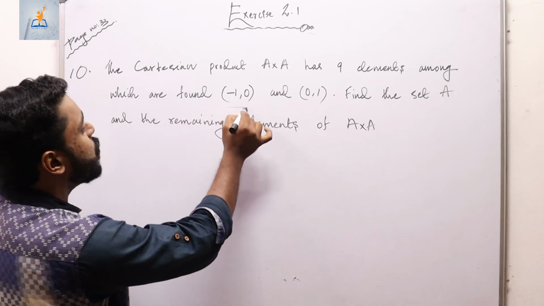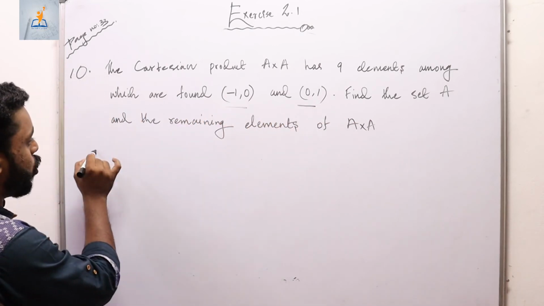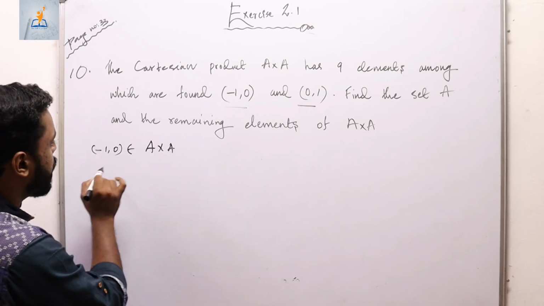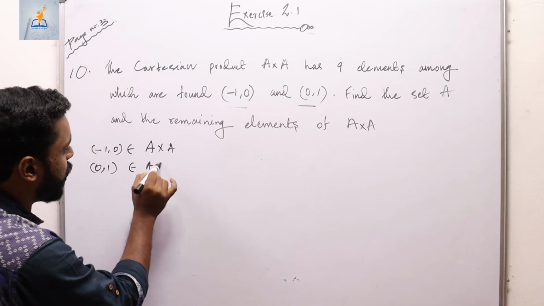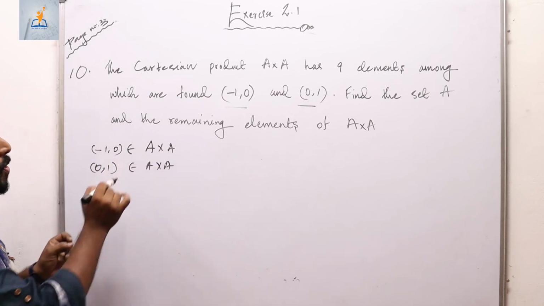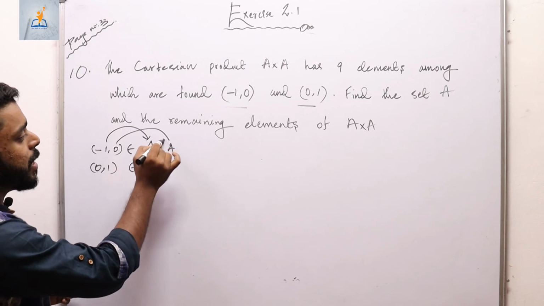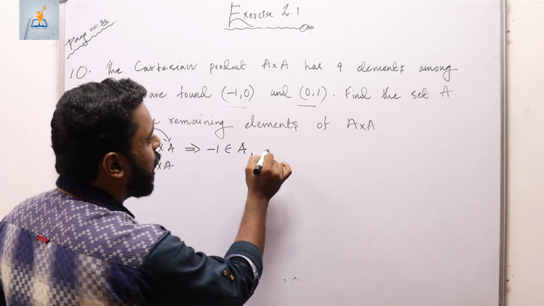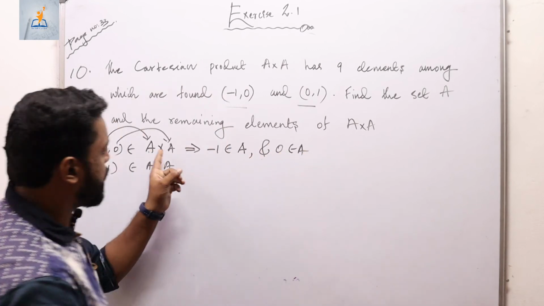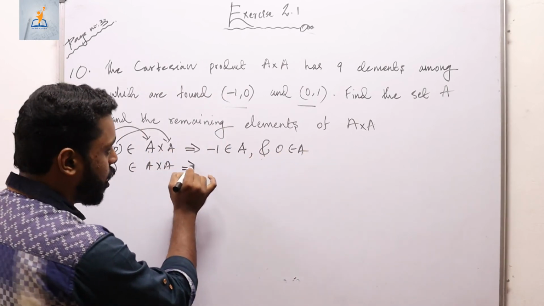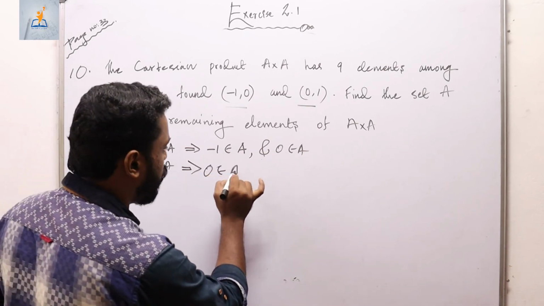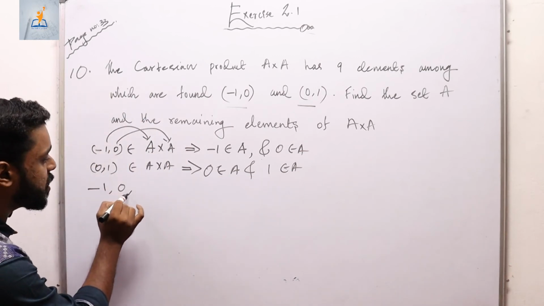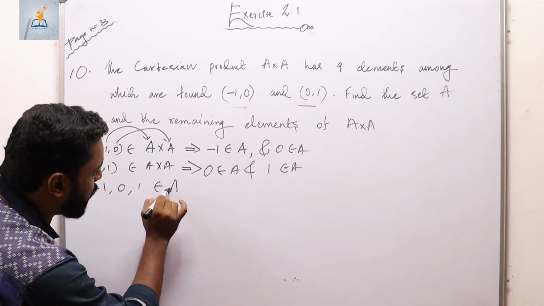See here, (-1,0) and (0,1) are elements of A cross A. So (-1,0) is an element of A cross A, and (0,1) is also an element of A cross A. Since the first element comes from the first set and the second element comes from the second set, we can say that -1 is an element of A and 0 is an element of A, since A cross A is considered here. And here also we have 0 is an element of A and 1 is an element of A. Therefore, -1, 0, 1 are elements of A.